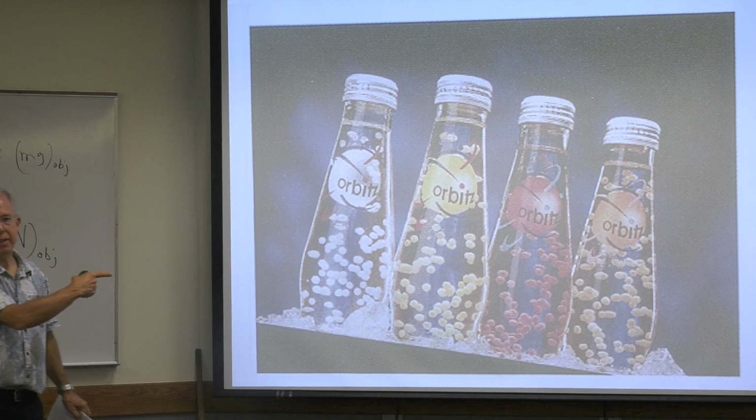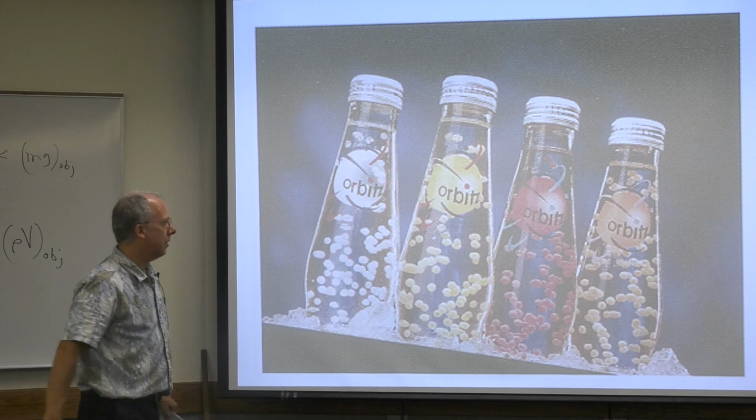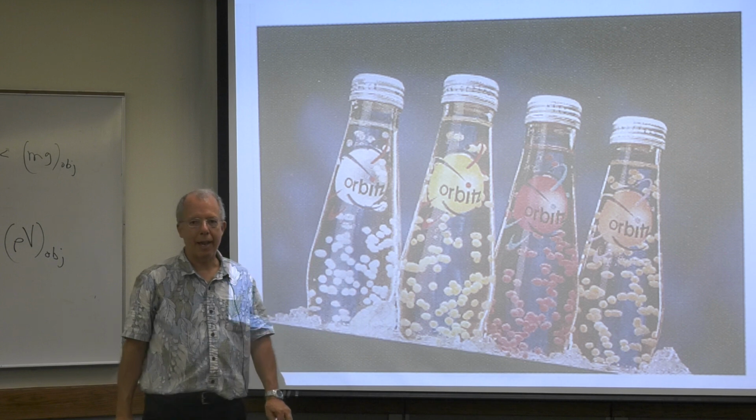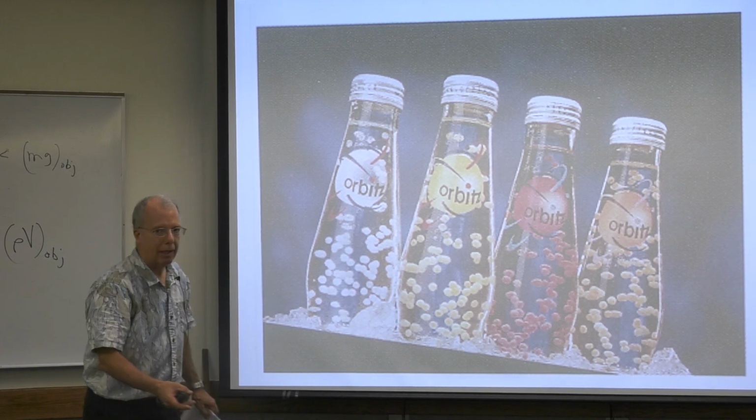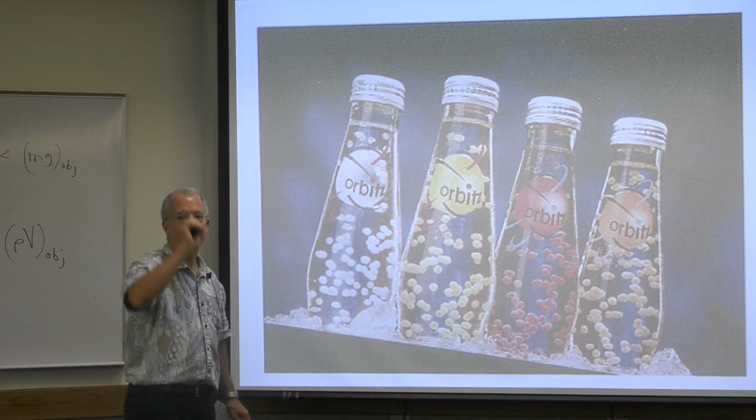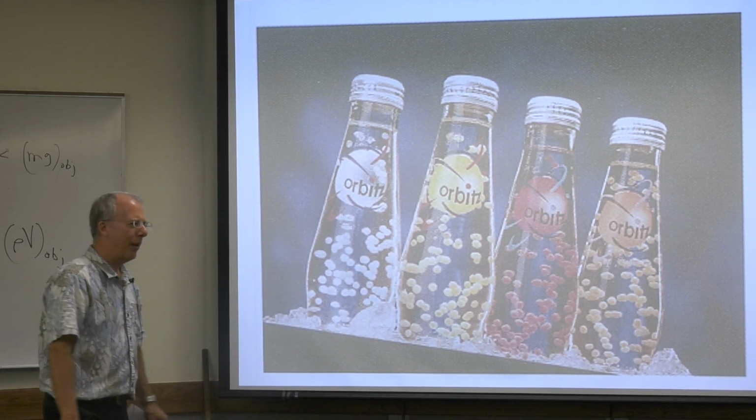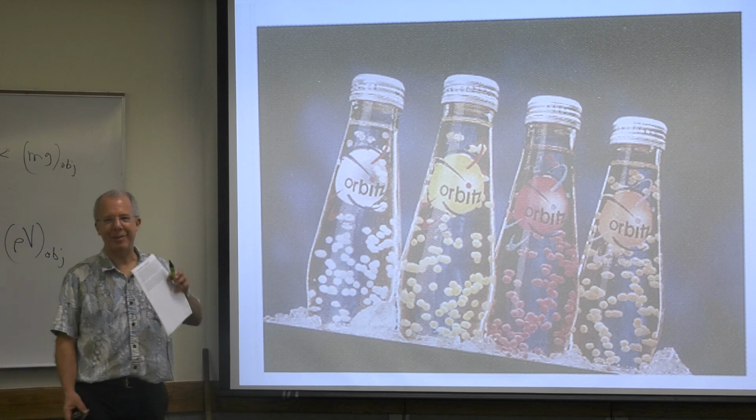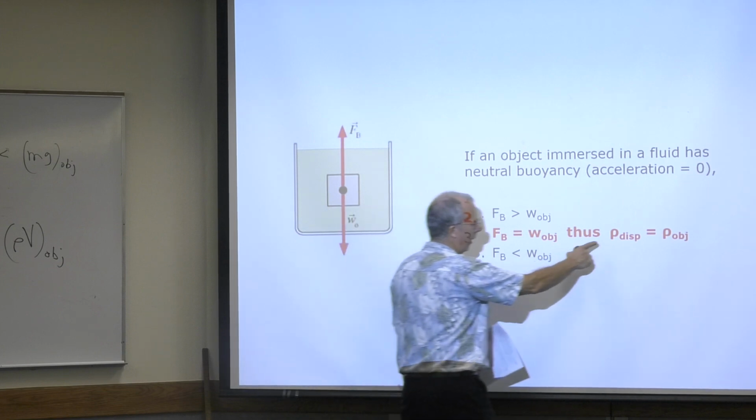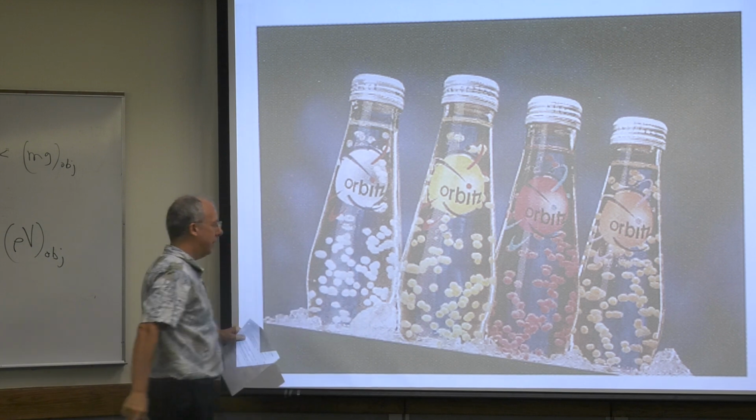Has anybody ever seen this stuff before? Apparently it used to be popular in Utah years ago. It's a soda pop, and they put these little edible beads in it, and they have the same density as the soda pop. So they just stay there. They don't rise, they don't sink. When you're drinking your soda pop, you can drink these things and it doesn't harm you, I guess. Apparently they don't sell it anymore, so it must have freaked people out or something. I don't know. But there it is, all right? The density of the displaced fluid has to equal the density of the object. So these things have the exact same density as the liquid.